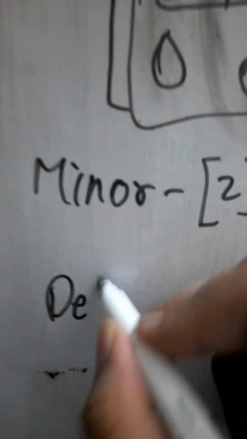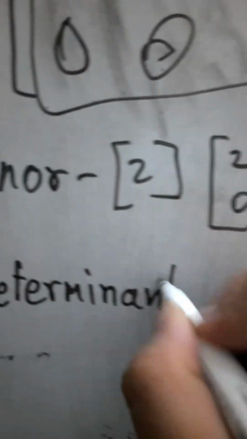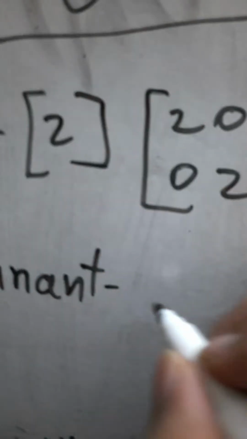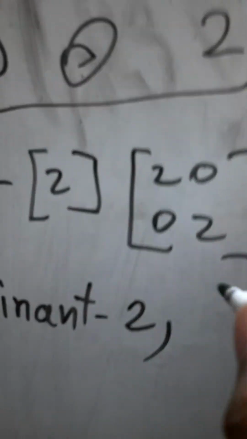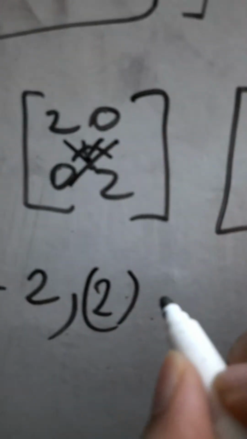Now we would take these determinants. Let me explain determinant. The determinant of 2 is 2, nothing changes. Here we have to do cross multiplication, and the answers would be subtracted. So 2 into 2, minus 0 into 0.